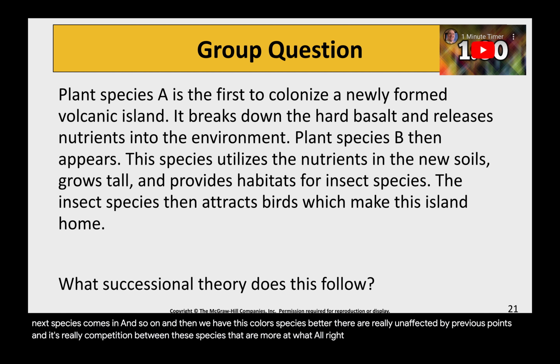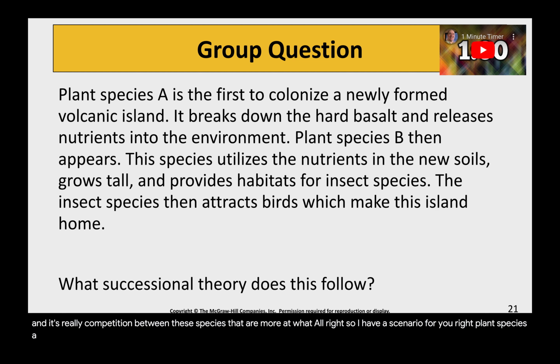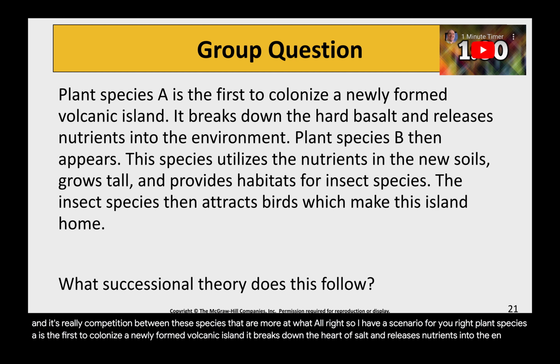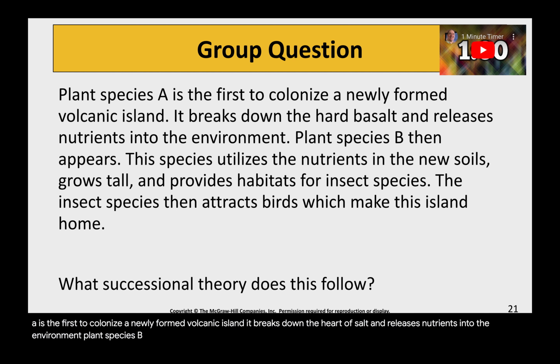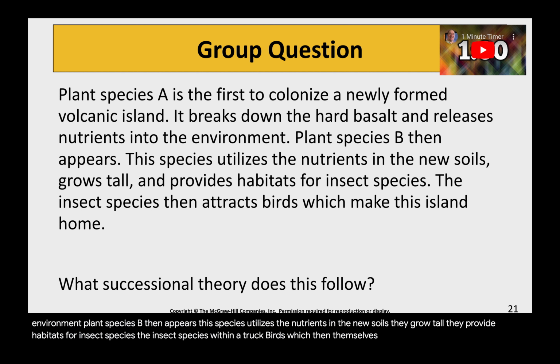All right, so I have a scenario for you. Plant species A is the first to colonize a newly formed volcanic island. It breaks down the hard basalt and releases nutrients into the environment. Plant species B then appears. This species utilizes the nutrients in the new soils. They grow tall, they provide habitats for insect species. The insect species will then attract birds, which then themselves will make this island home.